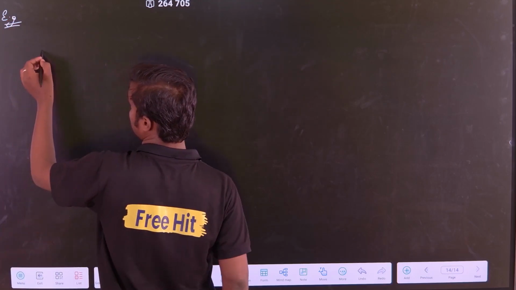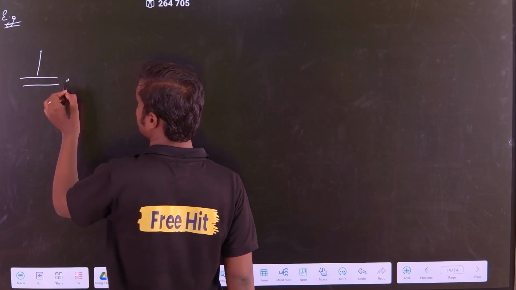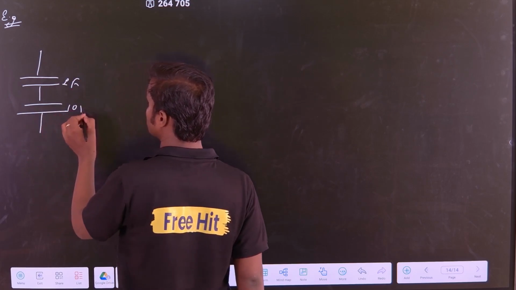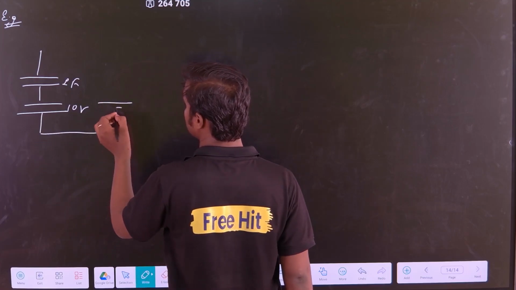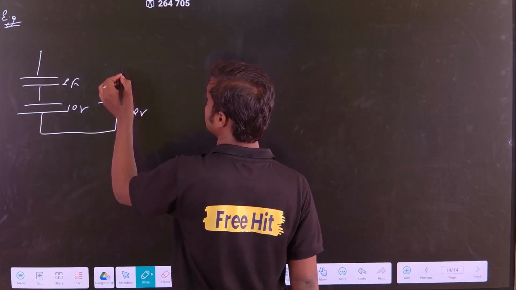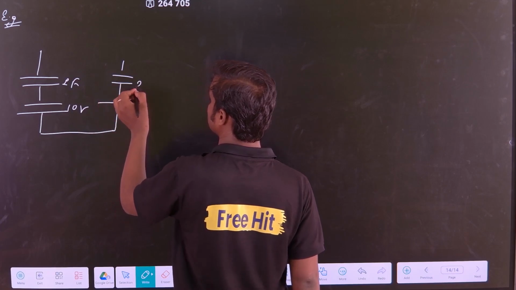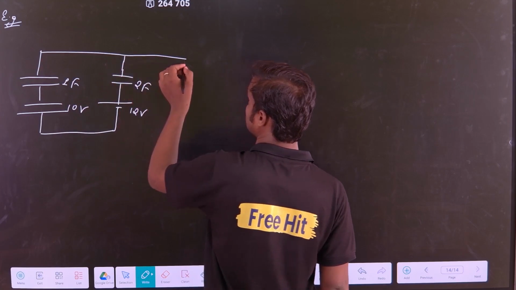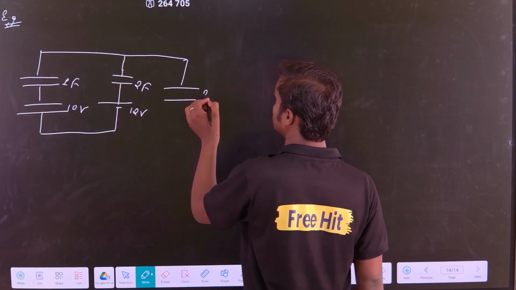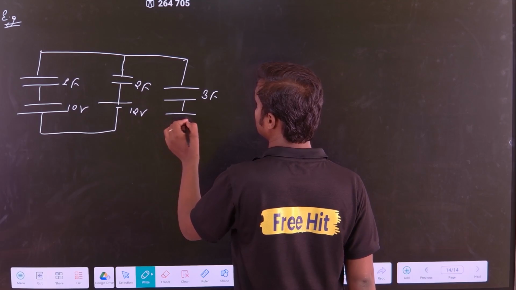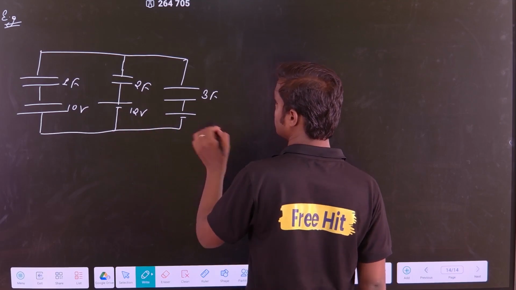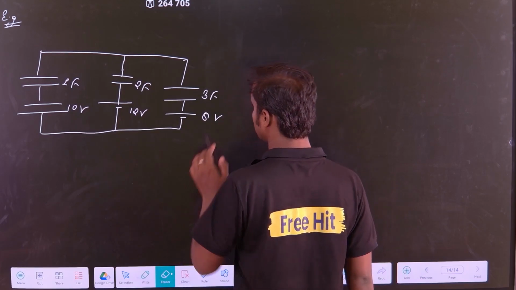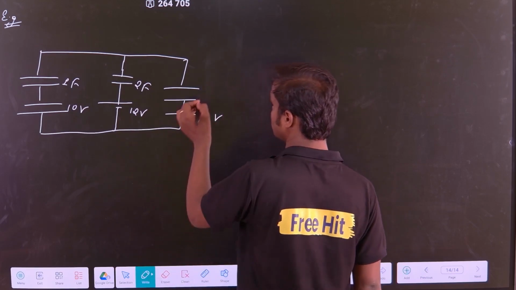Let us take a capacitor of 1 farad, then a battery of 10 volt, correct? Then there is another battery of 12 volt. This is 2 farad. That is 3 farad. Suppose you take this as 8 volt, and suppose this value is again 2 farad.